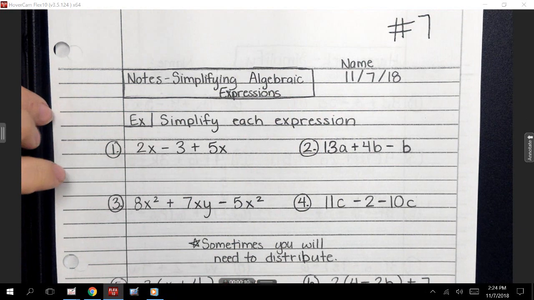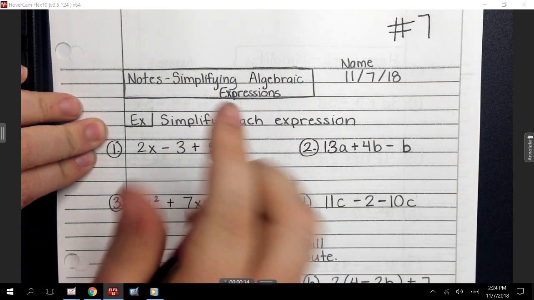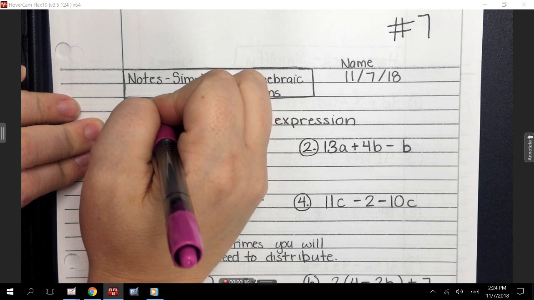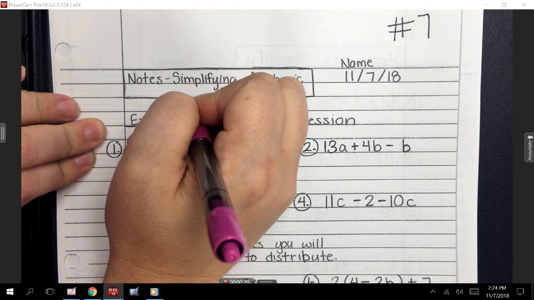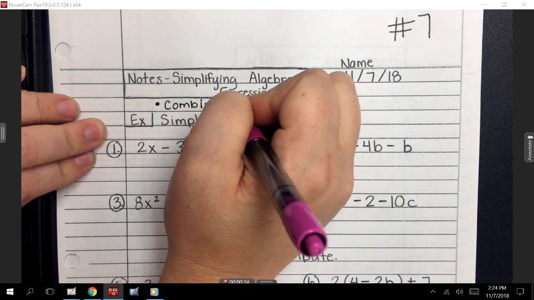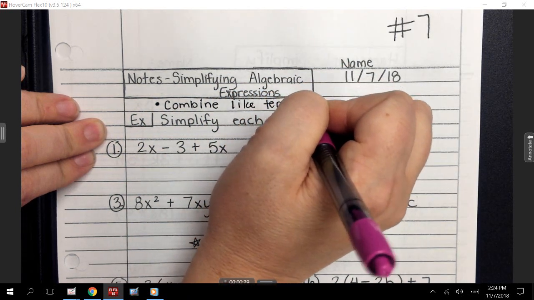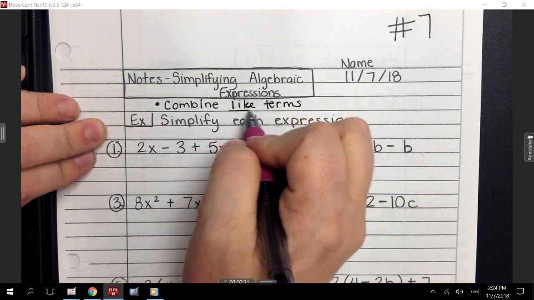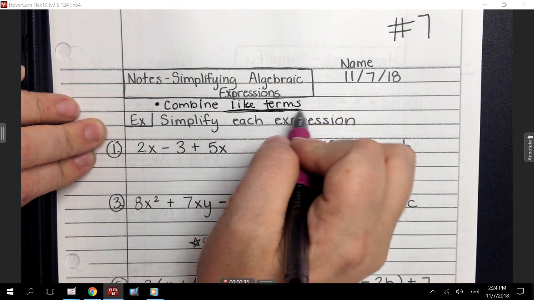All right. Today we're going to be simplifying algebraic expressions. In order to do this, there's one really important step that we're going to do today, and we're going to be doing something called combining like terms. All right. And I'm going to underline like terms, because that is one of your vocabulary words.